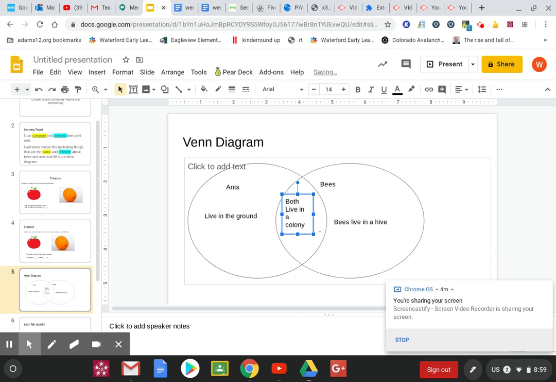So let's look at my Venn diagram. On one side, I have things that are specific to ants. They live in the ground. And I have something that's specific to bees. Bees live in a hive. So right there, that's a contrast. And then a comparison is that they both live in a colony.